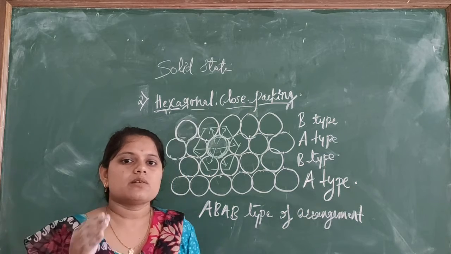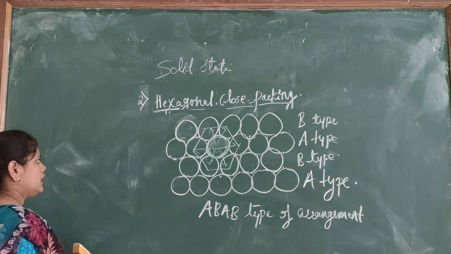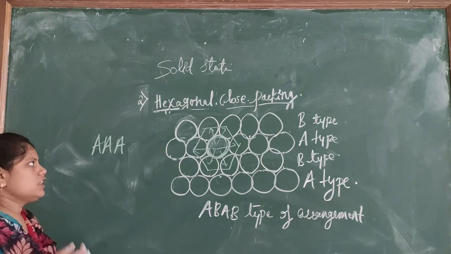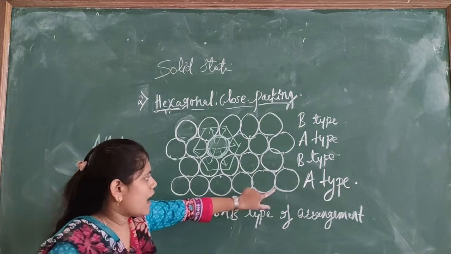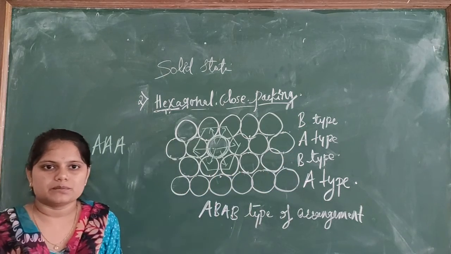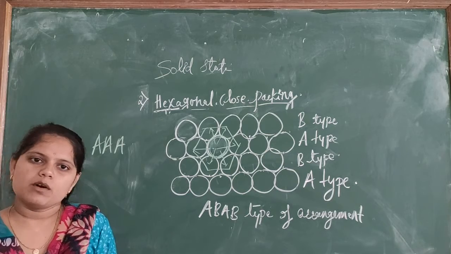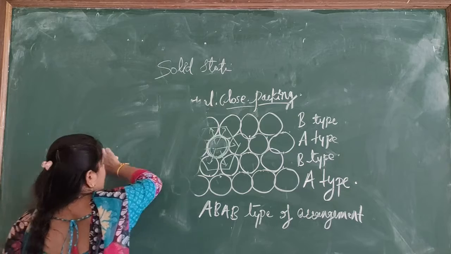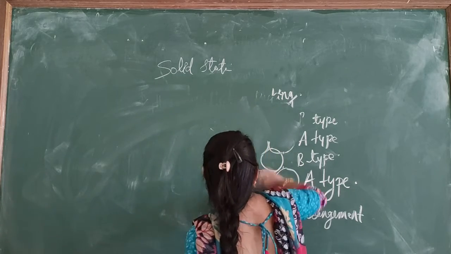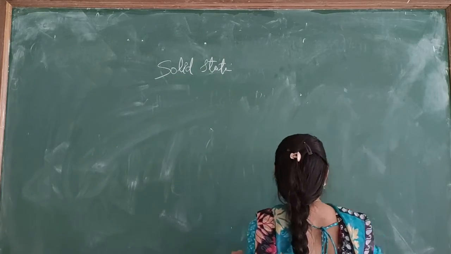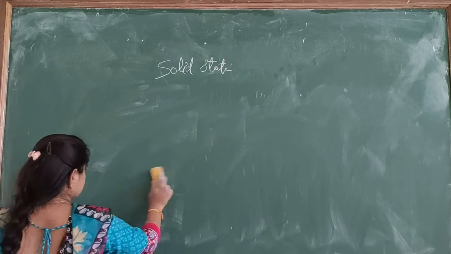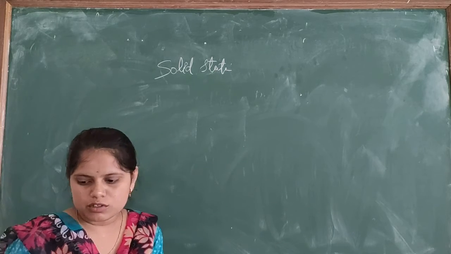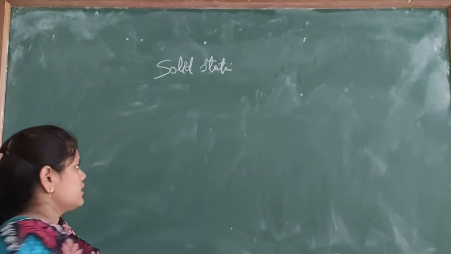In square close packing, we have AAA type of arrangement, whereas in hexagonal close packing, we have AB type of arrangement. So I hope you understand what is meant by square close packing and what is meant by hexagonal close packing. Now I will draw both square close packing and hexagonal close packing. Then I will discuss.